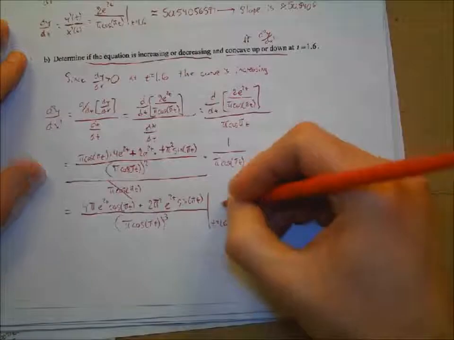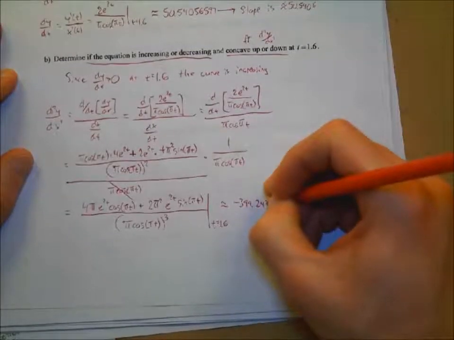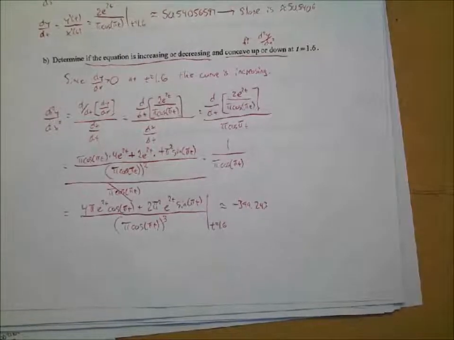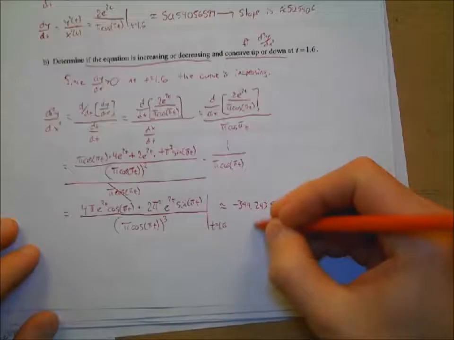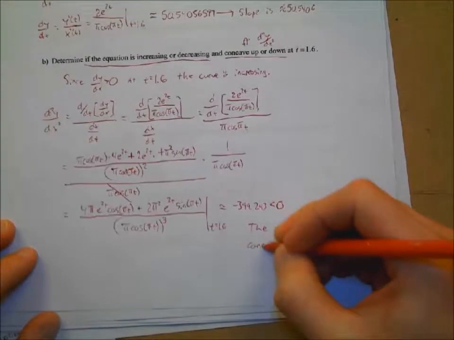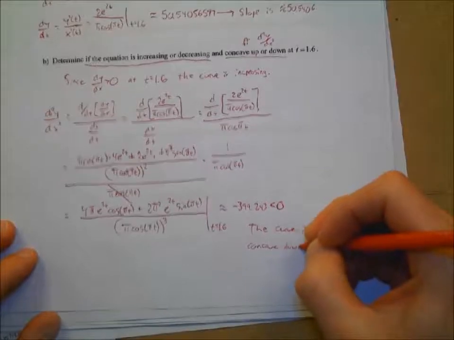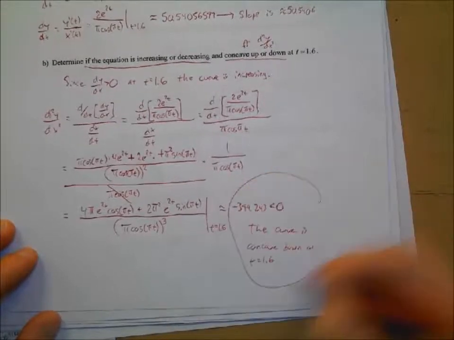All right. So ultimately here, what does this tell us? It's less than 0, and so the curve is concave down at t equals 1.6.